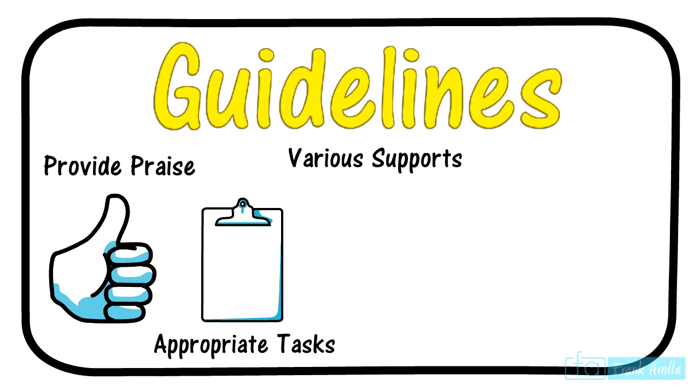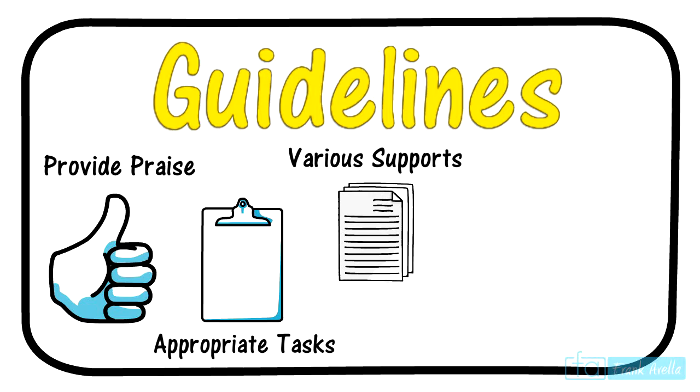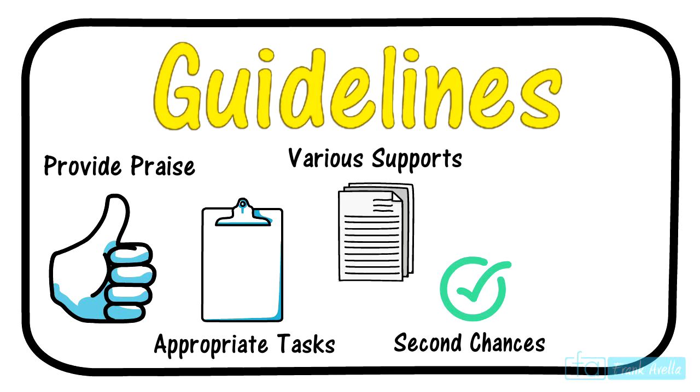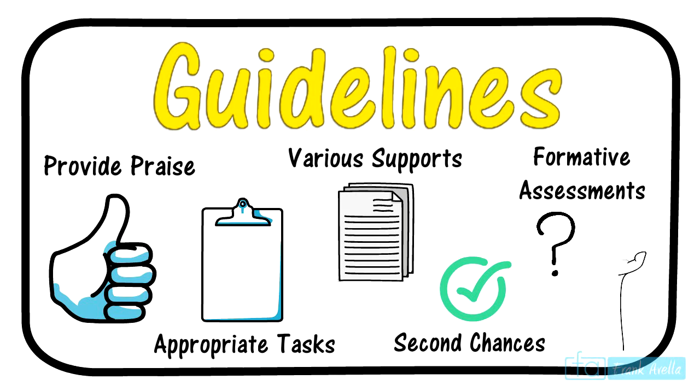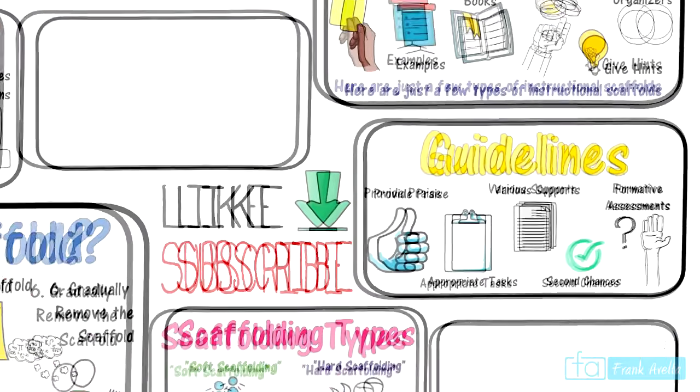Scaffolding should include various types of supports, and by that I mean not just academic, but social and emotional support. Students should be afforded second chances. If a student makes a mistake, even with the supports and scaffolds, they should continue to try and try again. And lastly, teachers must frequently check for understanding, which they can easily do through formative assessments. This helps educators identify where and when to scaffold.